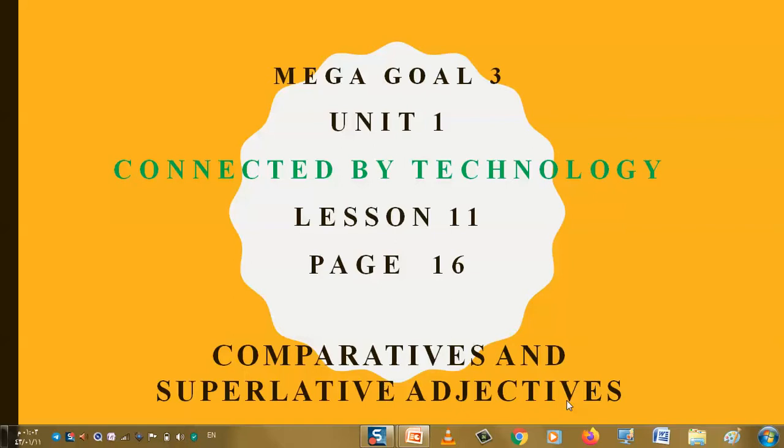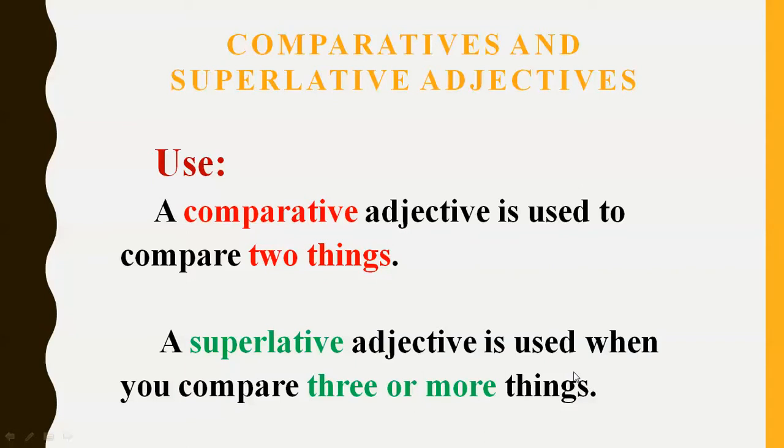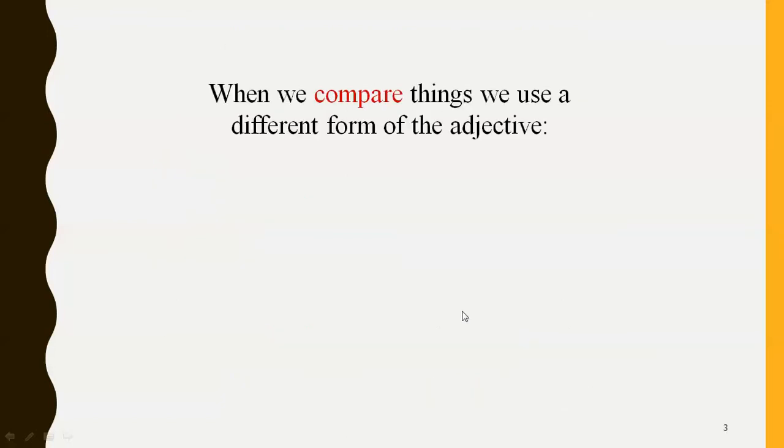This lesson is for function connected by technology, and we have today comparatives and superlatives for adjectives. Comparative is used to compare two things, or two people, or two places, while superlative adjective is used when we compare three or more things or ideas or places or people, etc. When we compare things, we use different forms of the adjectives.